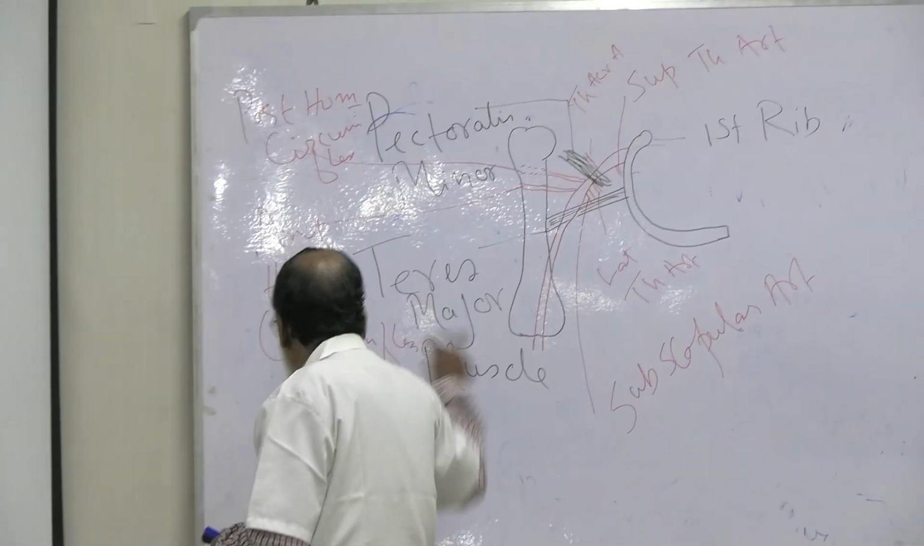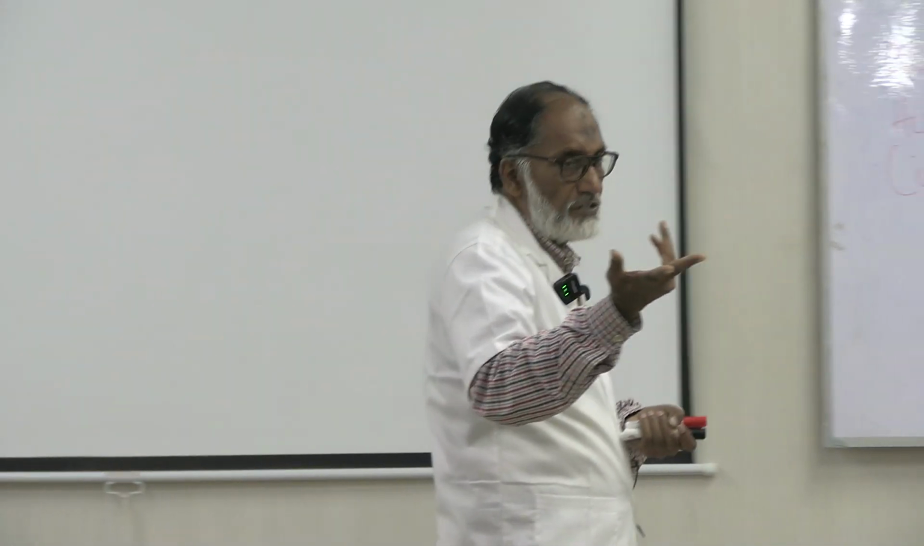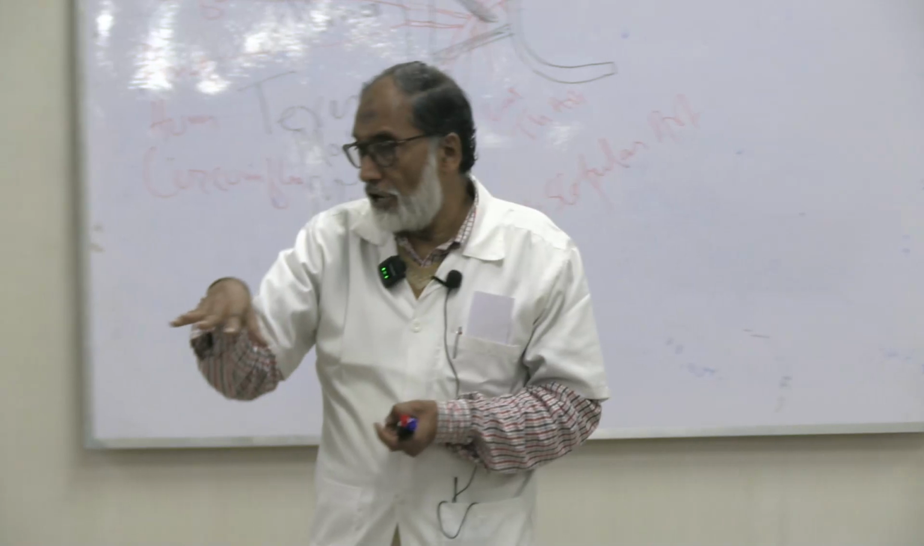Now after coming over here it will divide into two terminal branches, that is the radial artery and the ulnar artery.